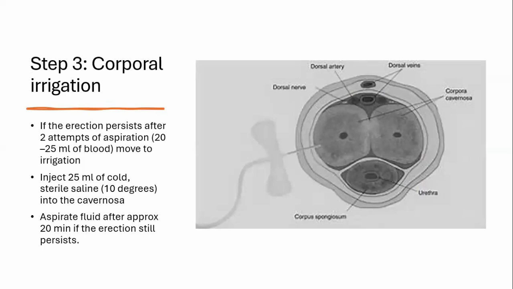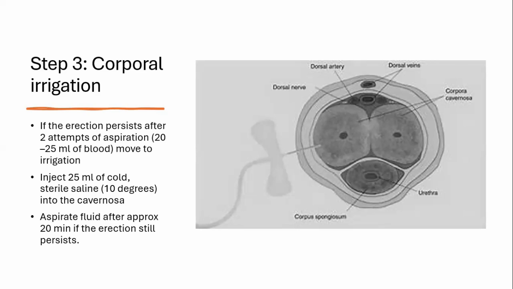So usually after 2 attempts of aspiration, they say 20 to 25 mL of blood, move to irrigation. I've done this before. I've probably aspirated 2 kidney dishes. I've irrigated, I've gone with the phenylephrine, everything, and the patient still ended up going to theatre. Okay, but these are the guidelines.